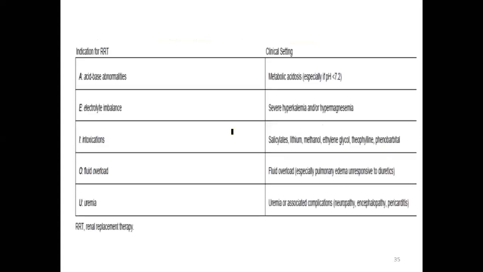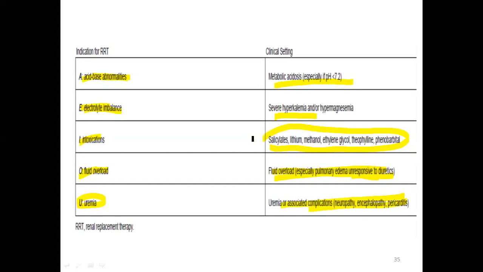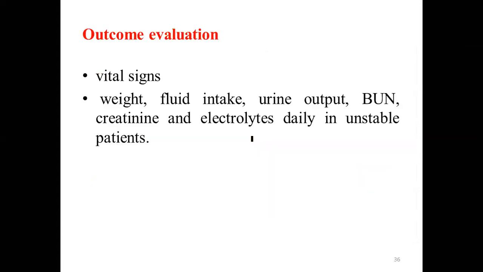So this is the indication for renal replacement therapy. We can use it in acid-base disturbances, I've already said about metabolic acidosis, and even electrolyte imbalances. So in case of severe hyperkalemia, intoxication, even poisoning, and fluid overload, yes, we can use it even if the patient is not responding to diuretics. In case of uremia, remember, uremia has a lot of complications, it can cause neuropathy, encephalopathy, etc. So those are the major indications of renal replacement therapy.